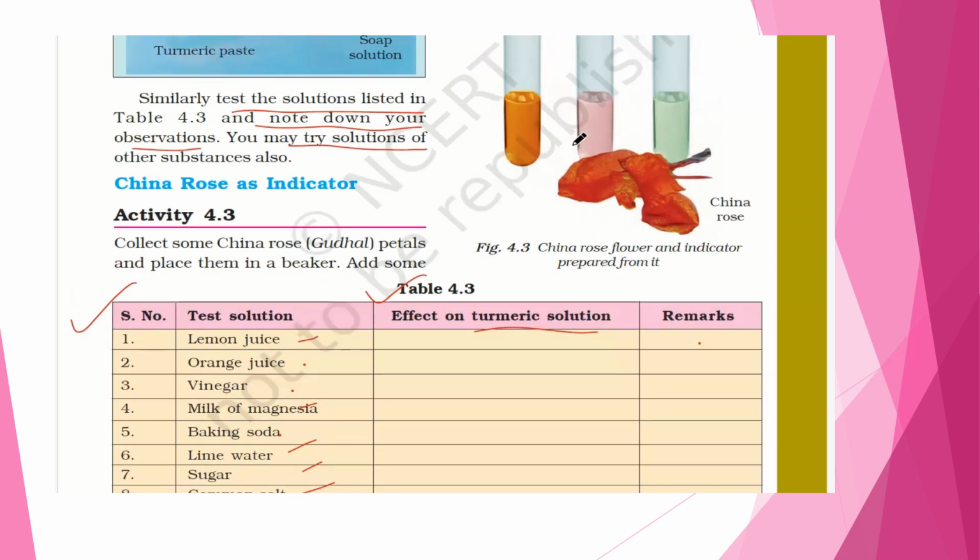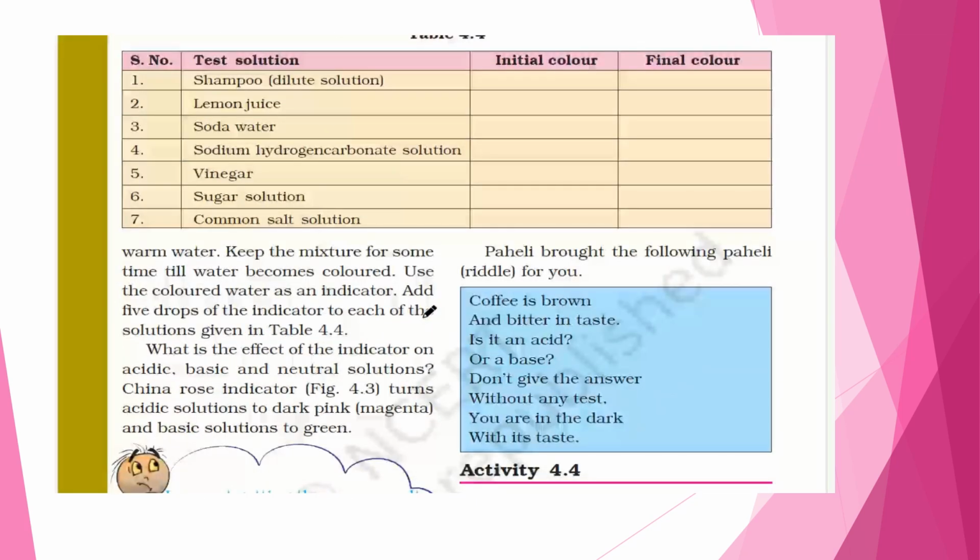Another activity: the China rose is also an indicator. With that we can also test substances. Collect some China rose petals and place them in a beaker and add some warm water to it. When you take China rose in warm water, it will take some time to dilute, right?